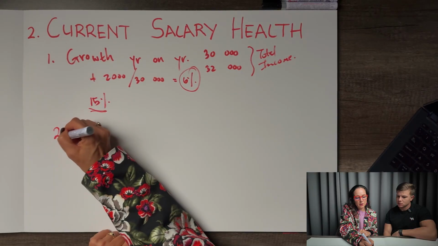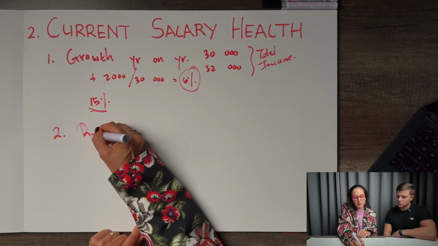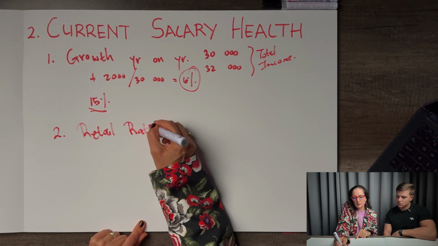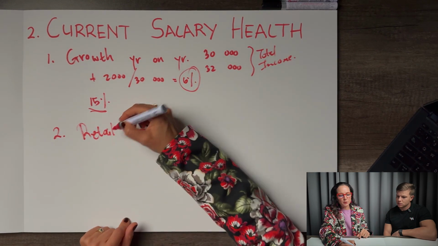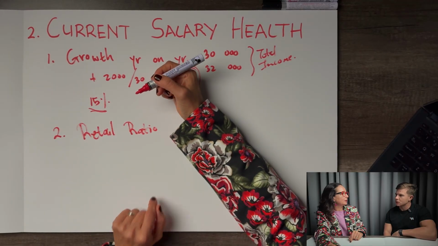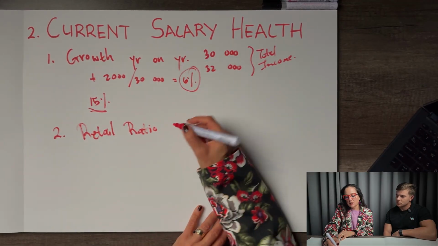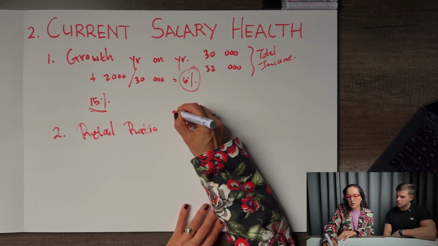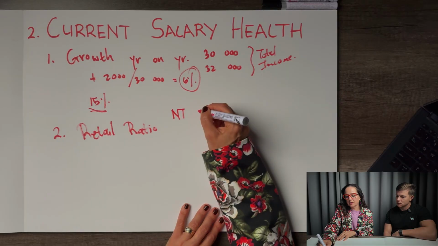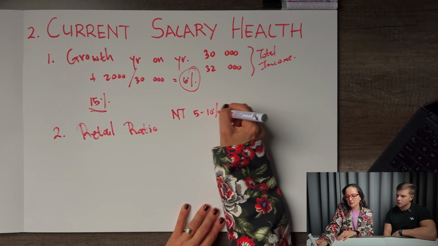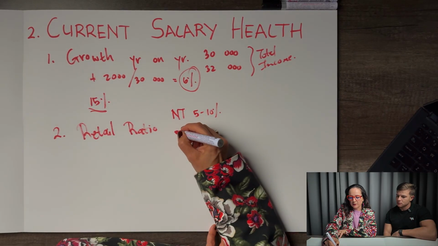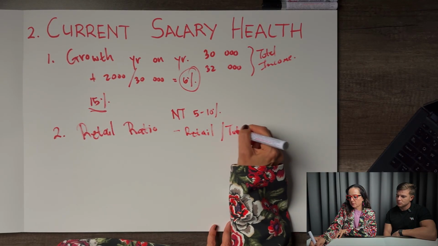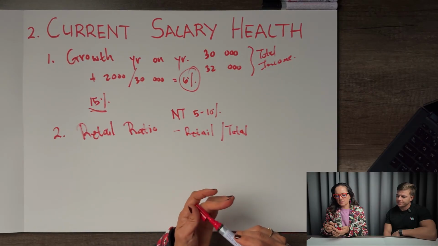The second thing that we're going to look at is your retail ratio. Retail is your smart income, and it makes you money while you're on leave and people come back for it. When we look at retail ratio, it depends on your job description. If you are a nail tech, your retail ratio should be 5 to 10%. Retail ratio means dividing your retail sales into your total income.